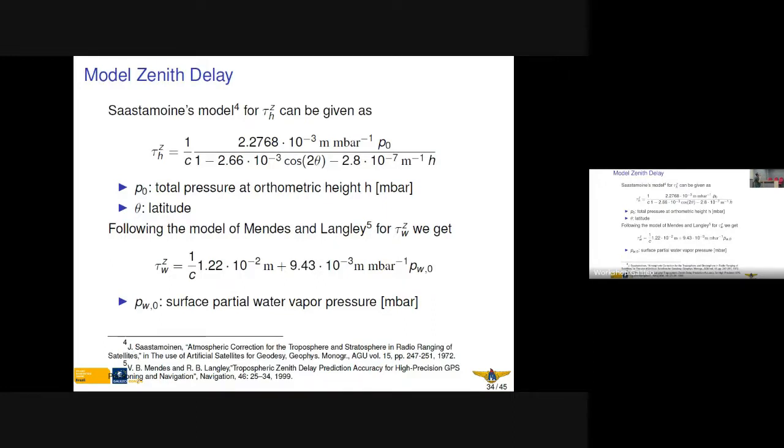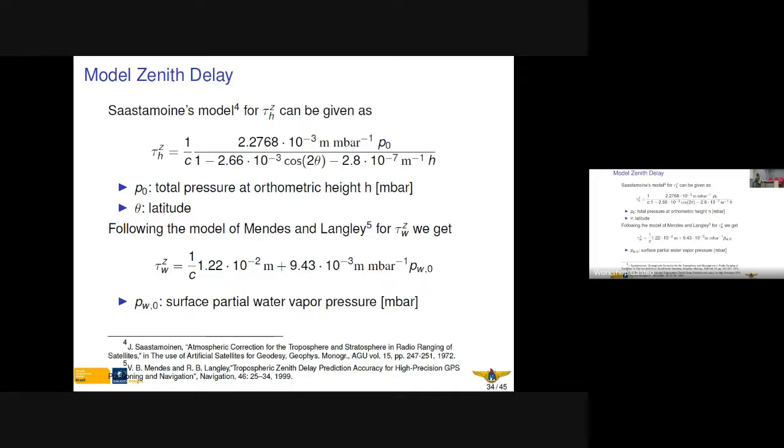Saastamoinen's model, which is given here below, and I have given the reference here, has defined the hydrostatic delay with this approximation, where P0 is the total pressure at orthometric height h, and we have here the latitude, which gives us an idea of where we are on Earth. So we see that the hydrostatic delay is dependent on the latitude.